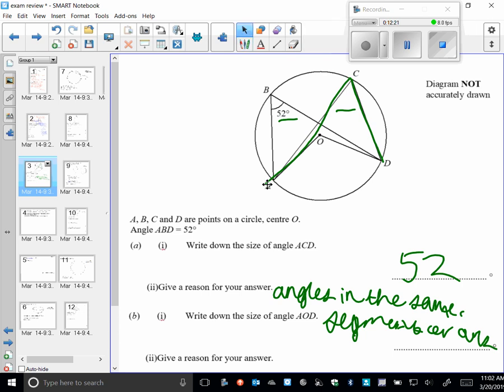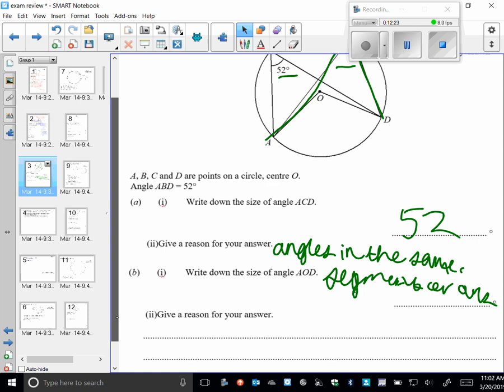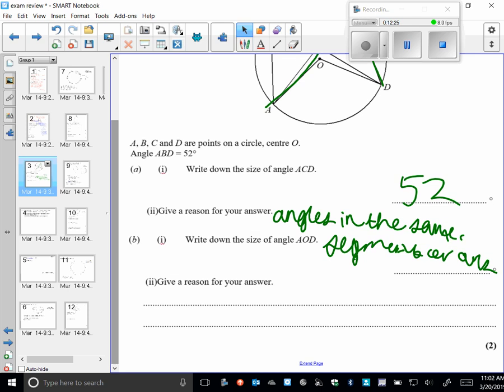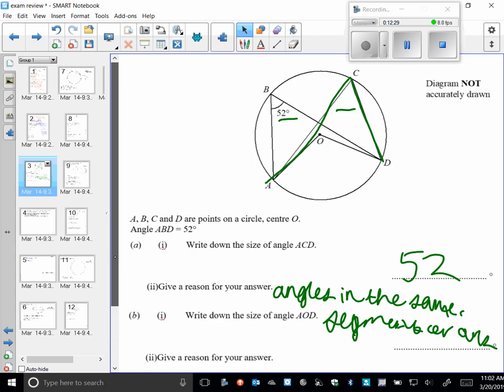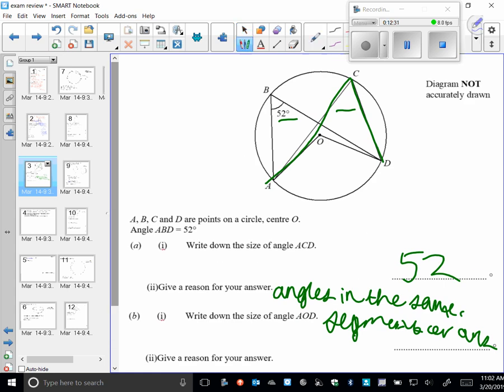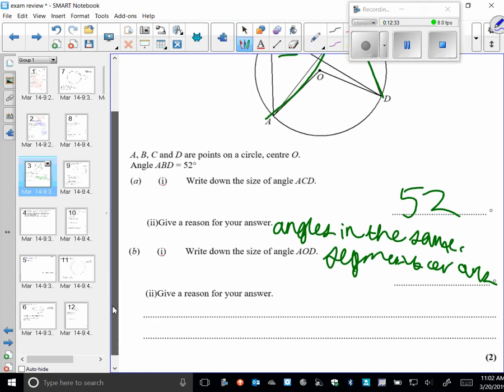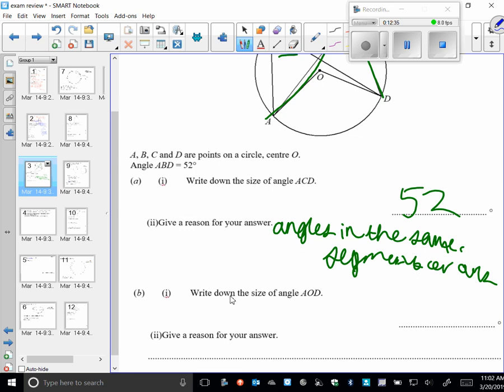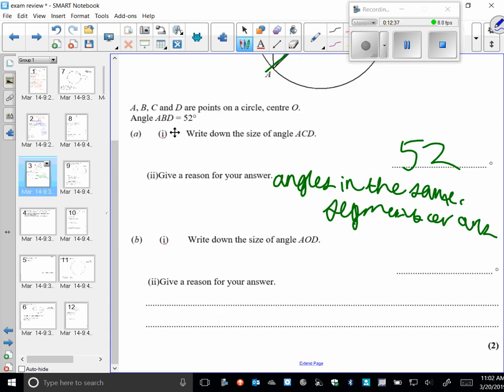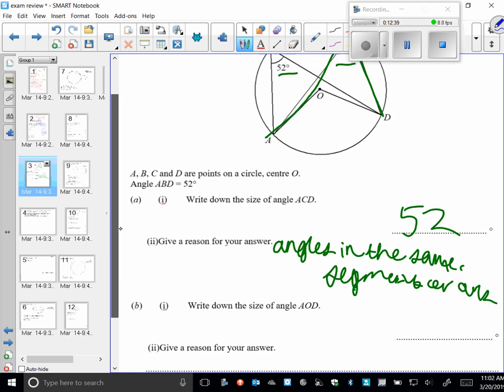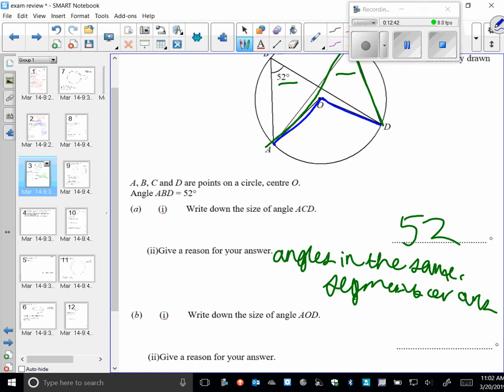And the next one is AOD. Oh, AOD. Would you like me to? I think what has happened is that I didn't move this down enough. There you go. Is that better? AOD.